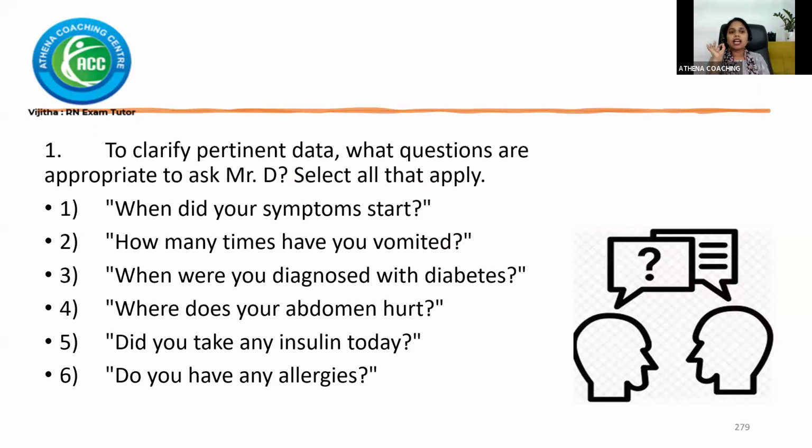Number 1, to clarify pertinent data, what questions are appropriate to ask Mr. D? That means when you get this same kind of patient, what questions will you ask? Why ask questions? To gather data, and the data has to have some relation with the disease. And what is the current diagnosis of the patient? Diabetic ketoacidosis. Okay, perfect.